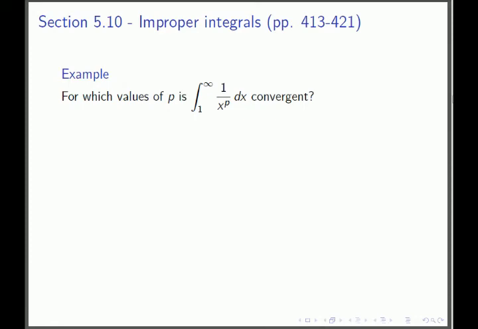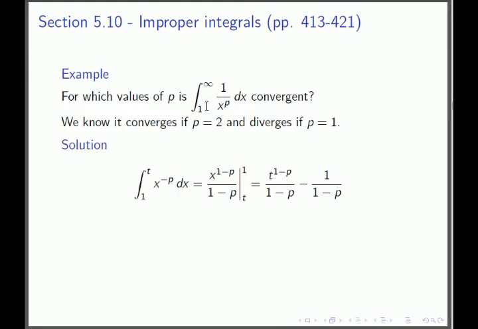For which values of p is the integral from 1 to infinity of 1 over x to the p convergent? We already know that if p equals 2, then this integral converges. That was our first example. And if p equals 1, then this integral diverges. So it'd be nice to be able to tell, just by looking at the value of p, whether this integral converges or not. So let's leave p unknown for the moment and try to just compute this integral.